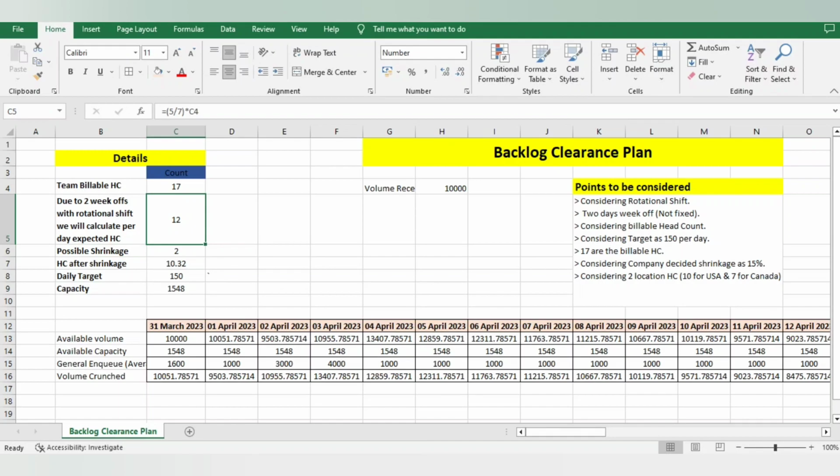So guys, this is all about the backlog clearance. If you have really liked it, please work on it guys. I'm telling you, the manager will get impressed superbly.